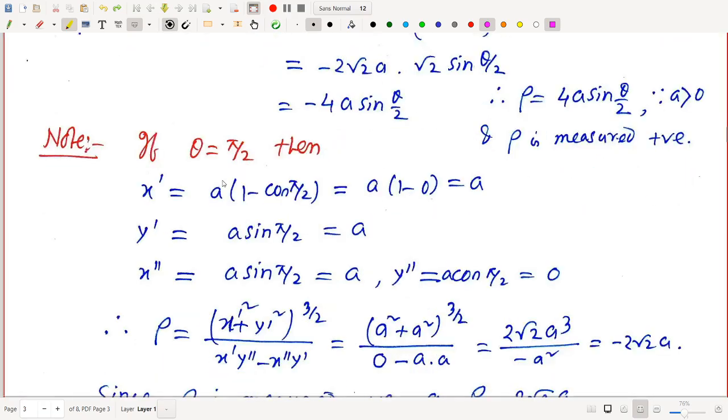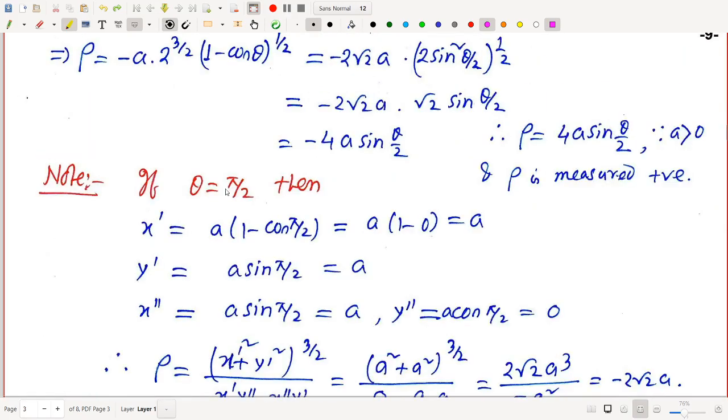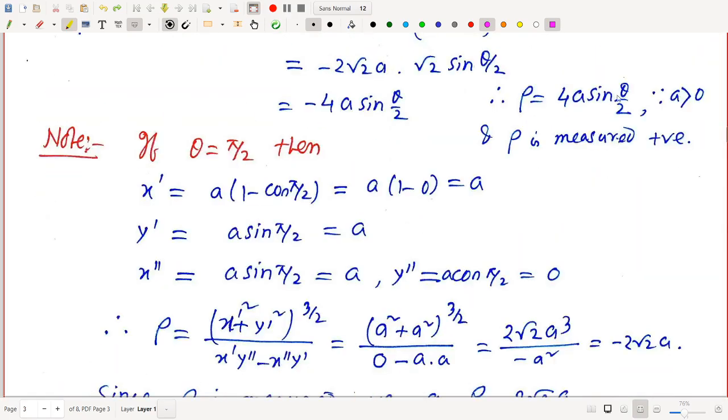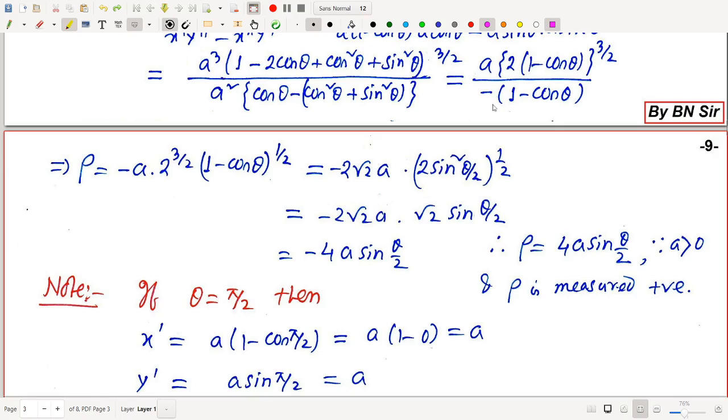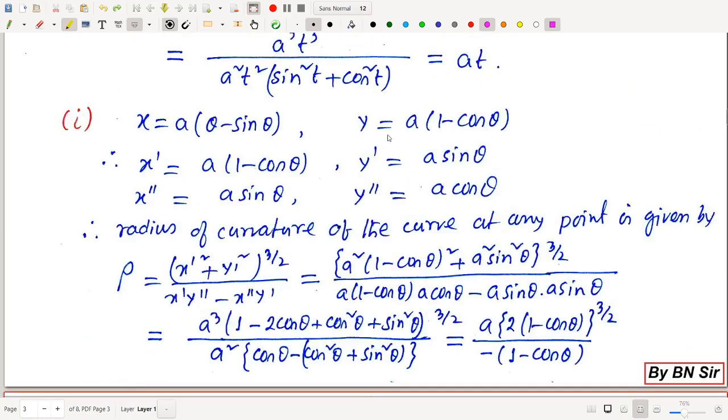Now in particular, it may be asked to find the radius of curvature at the point where theta equals pi by 2. In that case, if we put theta equal to pi by 2 in the final answer, we get pi by 4, sin pi by 4 is 1 by root 2, so my answer will be 2 root 2 a. But instead of calculating these in the beginning, we can also put the value of theta in x dash, y dash, x double dash, y double dash.